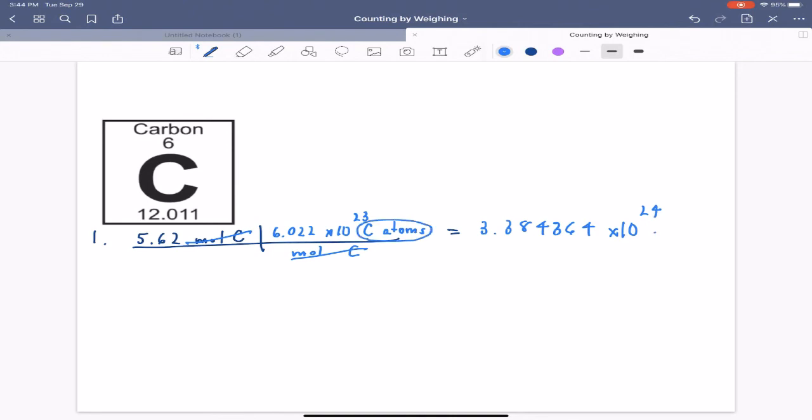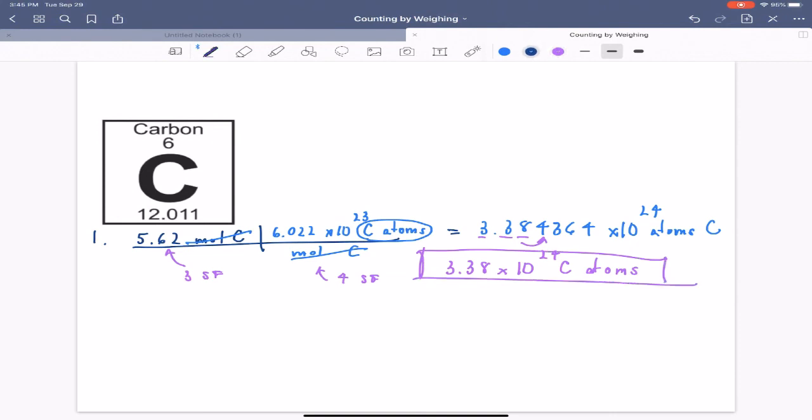And it doesn't matter what order I put them in. I can say atoms carbon or carbon atoms. I started with 3 sig figs. This grouping number is presented to 4 sig figs. It is known more precisely. But if you know it to 4 sig figs, you're fine. So 3 sig figs times 4 sig figs means I'm going to stop at 3. 3.38 times 10 to the 24, don't forget the exponent, carbon atoms are contained in 5.62 moles of carbon.